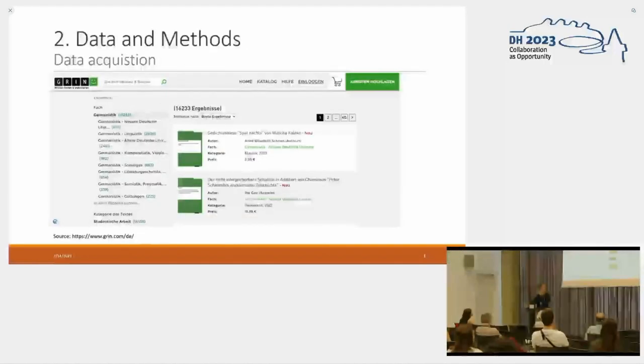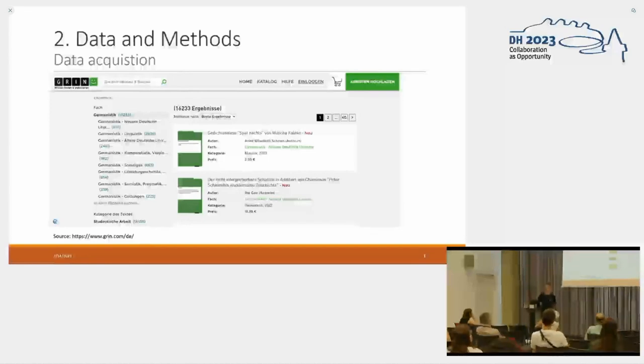Where did we get the data from? It's not easy to get student term papers because they're not centrally stored somewhere. So we found this website called GRIN.de. It's from the GRIN publisher. Maybe some of you already saw it somewhere.